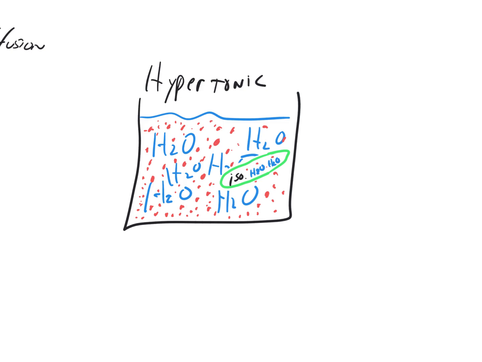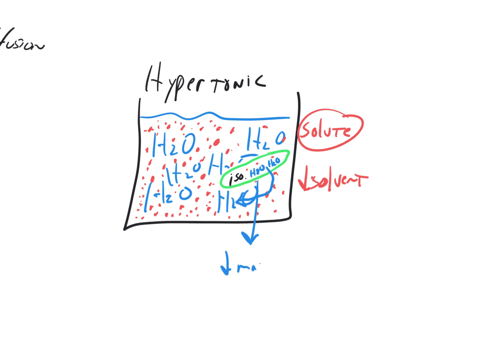So since there's a high concentration of particles, solute outside of the cell, lots of solute, decreased solvent, decreased amount of solvent compared to the cell, the water is going to leave the cell. So the water is going to leave, and therefore the cell in the hypertonic solution is going to decrease in mass, aka it's going to shrink. It's going to be losing all that water, okay?